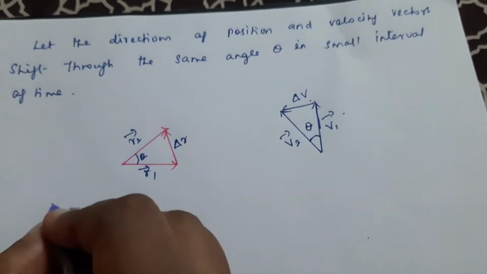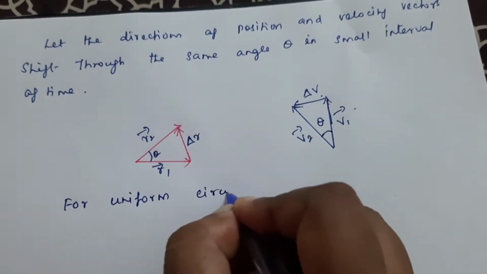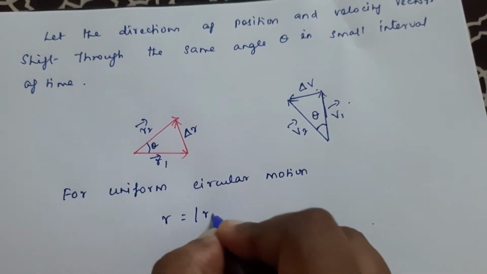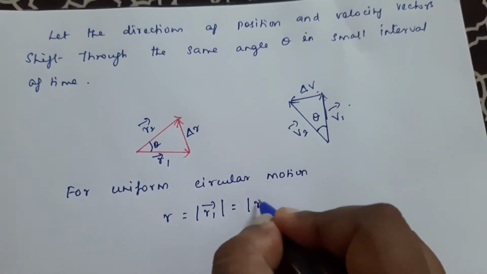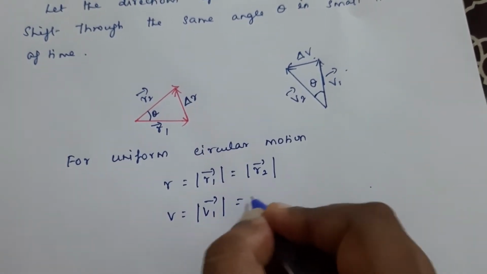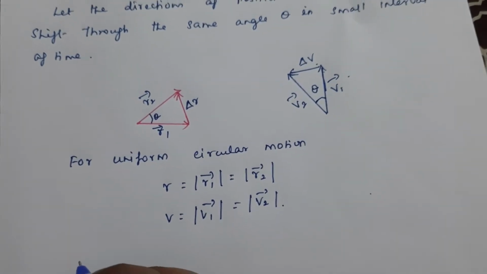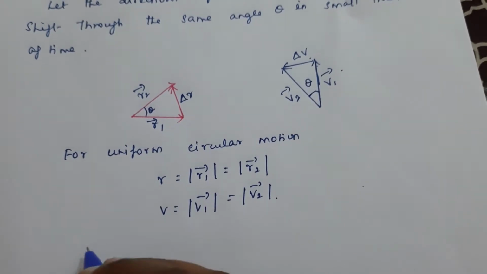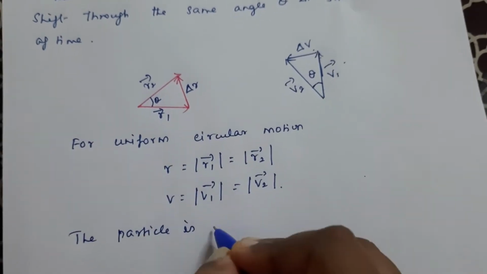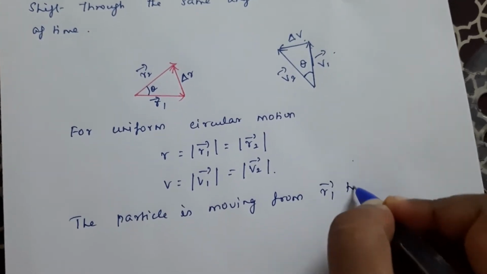Now for uniform circular motion, we can write r is equal to modulus r1 vector, which is equal to modulus r2 vector, and v is equal to modulus v1 vector, which is equal to modulus v2 vector. Now the particle is moving from r1 vector to r2 vector.